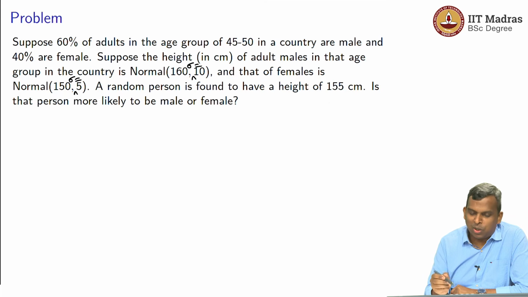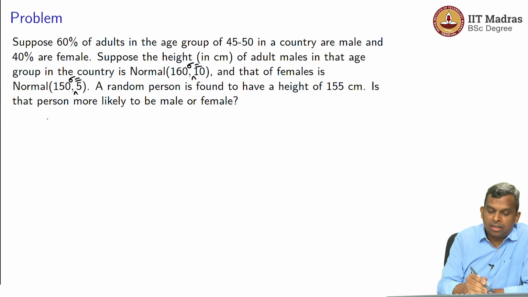You could take sigma square also. It's not a big deal. Okay. So this is the distribution that's given to you. A random person is found to have a height of 155 centimeters. Is that person more likely to be male or female?